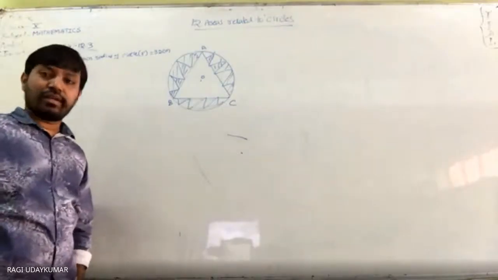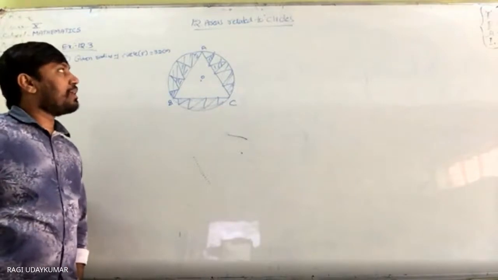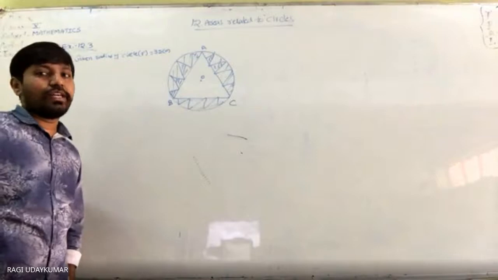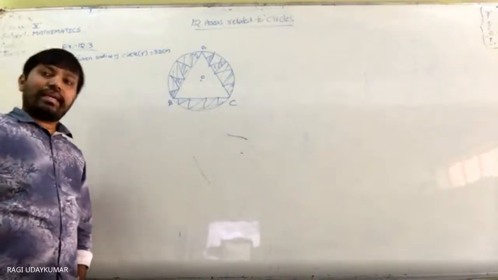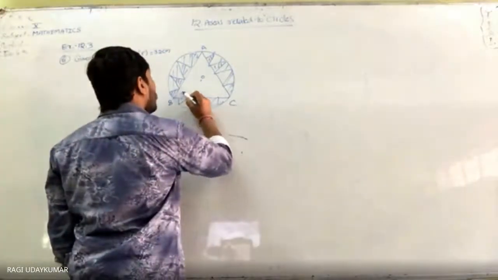Root 3 by 4 a squared you can use, and you can draw the perpendicular from A to BC. If you draw the perpendicular, it will go through the center. In the same way, wherever you consider, here you join these two.